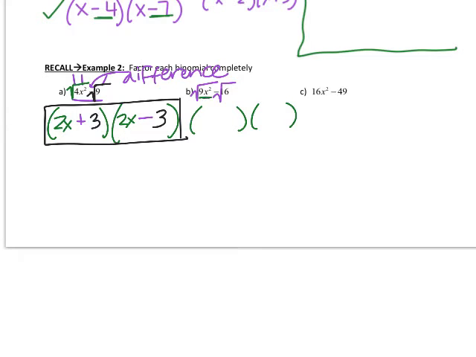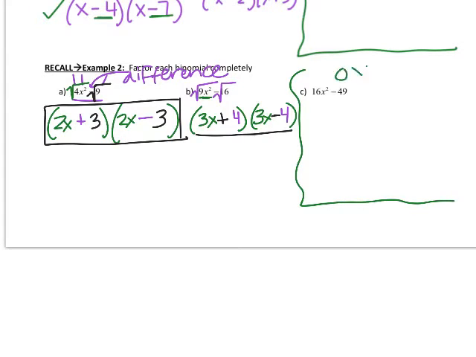So 9x squared, the square root of 9 is 3, the square root of x squared is x. So I'm going to put that in the beginning of my two binomials, and then I'm going to have the square root of 16, which is 4. And just remember that we have to have a plus in one and a minus in the other. And there's my final answer for that one. So I would like you to finalize this section by finishing up problem C, please.